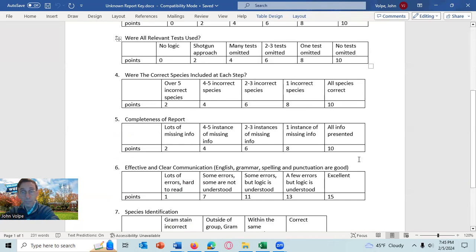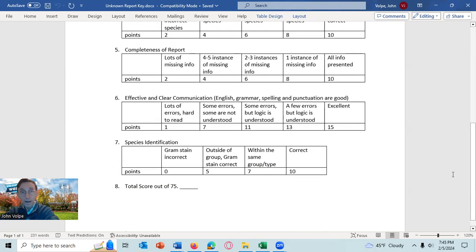Completeness of the report, all information presented, 10 out of 10. One instance of missing information, 8 out of 10. Lots of missing information, 2 out of 10. Effective and clear communication, was the English, grammar, spelling, and punctuation good? Excellent, 15 out of 15. A few errors, but logic is understood, 13 out of 15. Some errors, but logic is still understood, 11 out of 15. Some errors, some are not understood, 7 out of 15. Reports hard to read, you'll get 1 out of 15.